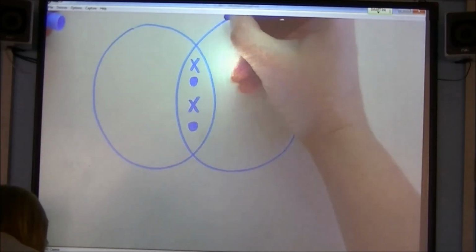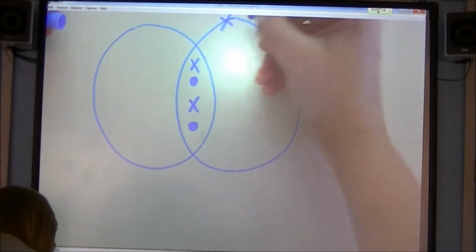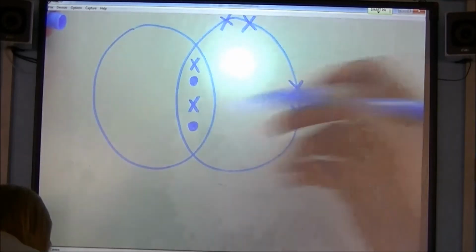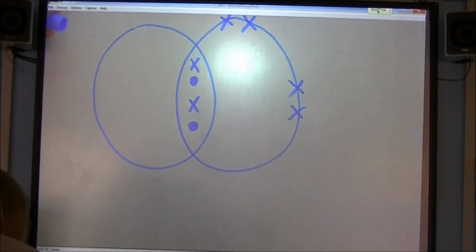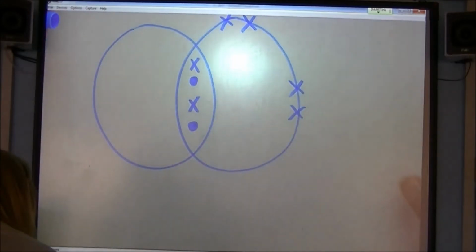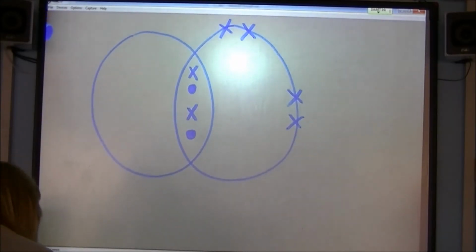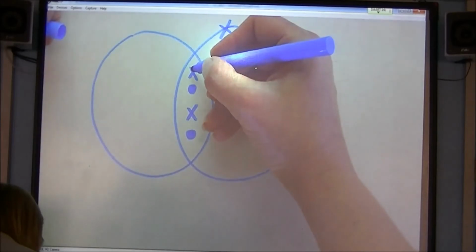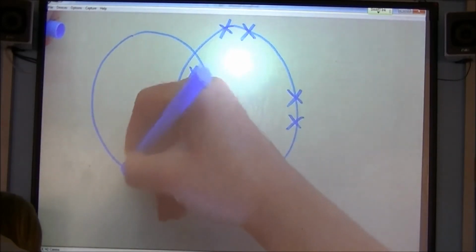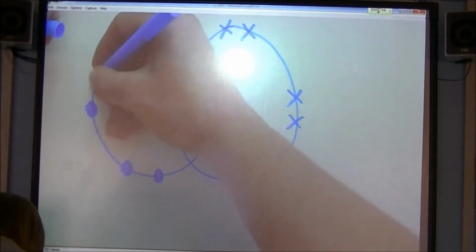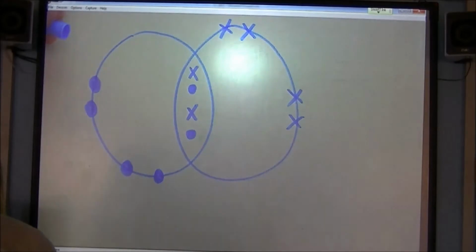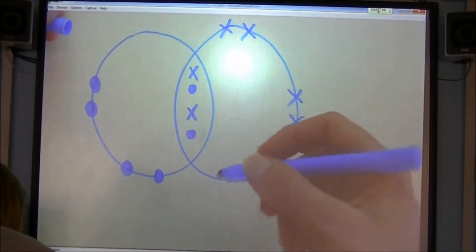Oxygen is in group 6. Okay, 1, 2, 3, 4, 5, 6. Okay, 7, 8 come from the dots. I've now got 1, 2, 3, 4, 5, 6, 7, 8. That is my full shell of electrons. On this side, 1, 2, 3, 4, 5, 6, 7, 8. Doesn't matter where I put them, as long as those extra ones do not end up in the overlap and they're actually on the circles.